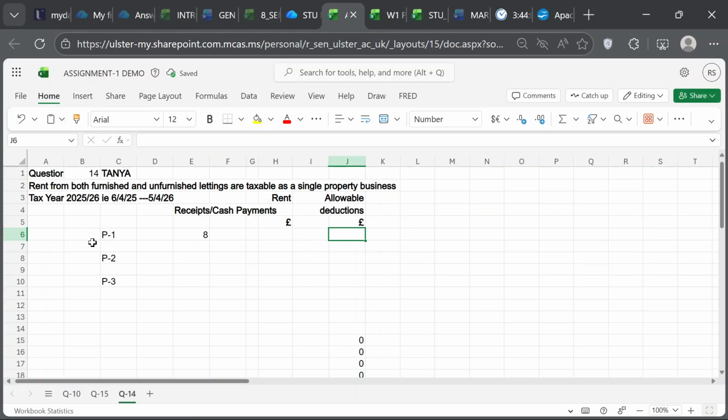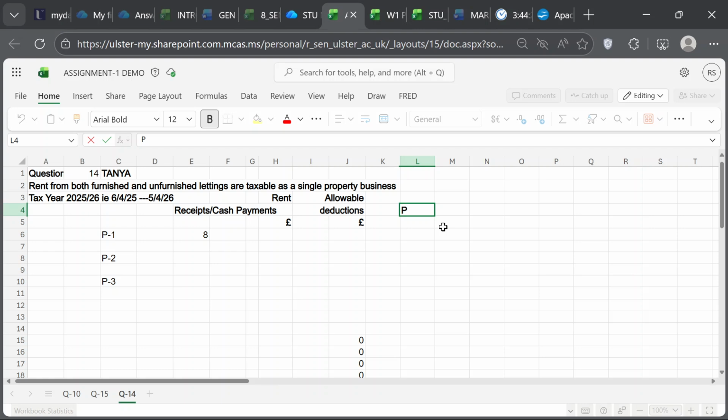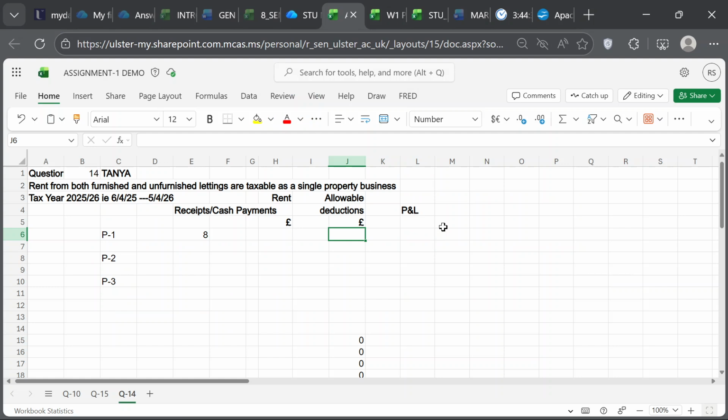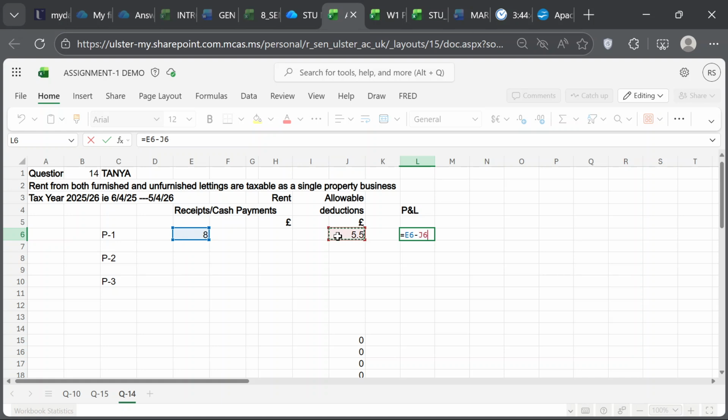I put it in rows. You can also put it in columns. You can have P1, P2, P3 as columns, right? And then deduction, and if you do it in rows, then you have to show the profit or loss. You can show the P&L account. In this case, what happens is 8,000 minus 5.5, so it's 5.5, and then you show this as equal to this minus this.